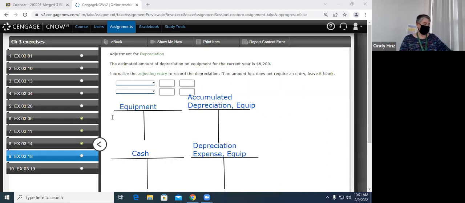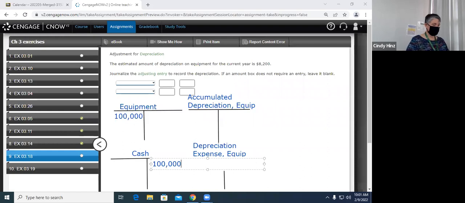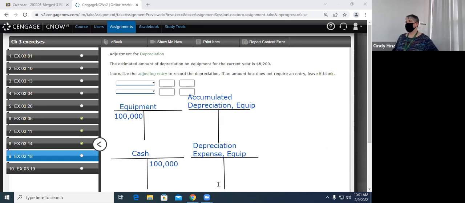Let's pretend then that we buy some equipment. And I'm just making up the amount. I'm going to say that we bought $100,000 worth of equipment. So when we buy that equipment, it would look like this. A debit to equipment and a credit. We must have a lot of money sitting around. We didn't borrow the money or anything. We paid cash for that equipment.